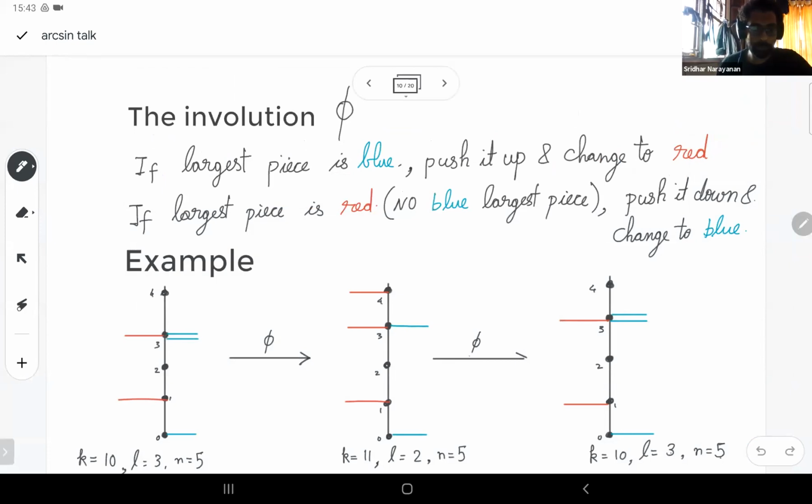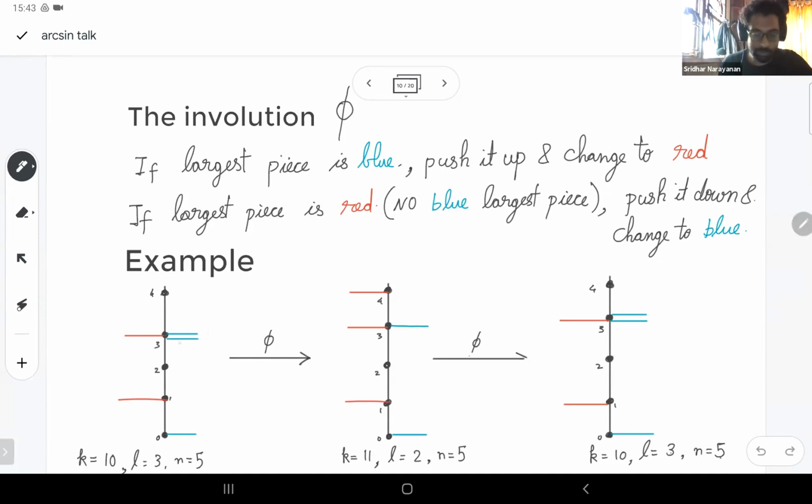So the rules of this involution are: you look at the largest piece. If the largest piece is blue, you push the piece up and change the color to red. And if the largest piece is red, then you push the piece down and change the color to blue. So let's look at this example. The largest piece here lies on the third level. There are three pieces that lie on the third level. One of them is red and the other two are blue. Now, if the largest piece is blue, even if there's a red piece here, blue is given priority. We always try to push up first, and if we can't push up, then we push down.